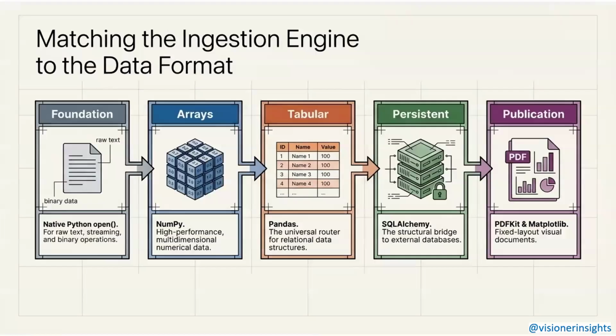But to build this properly, you have to precisely match your ingestion engine to the specific data format you're dealing with. Notice these 5 distinct phases mapping perfectly to distinct Python tools. Foundation uses native Python for raw text. Arrays use NumPy for numerical data. Tabular relies on pandas acting as the router. Persistent storage uses SQLAlchemy to hit your external databases. And publication utilizes PDFKit and Matplotlib. I mean, using the wrong tool for the wrong phase is literally like trying to hammer a nail with a screwdriver. It just doesn't work.